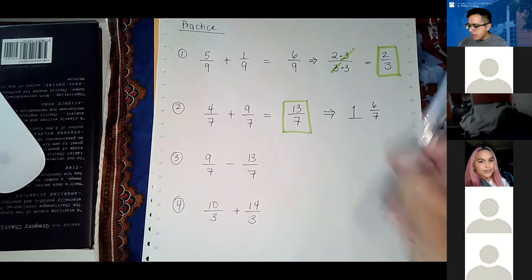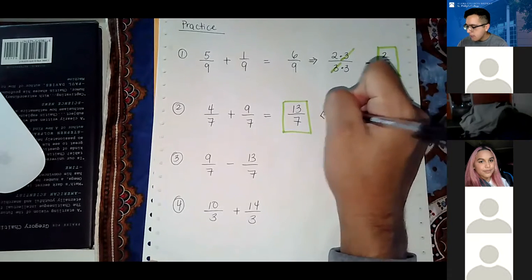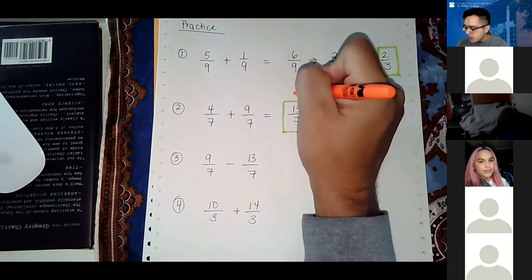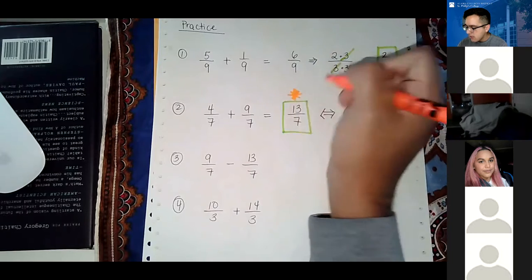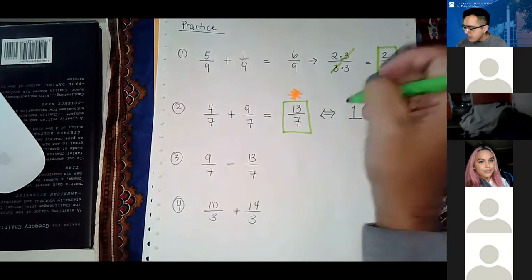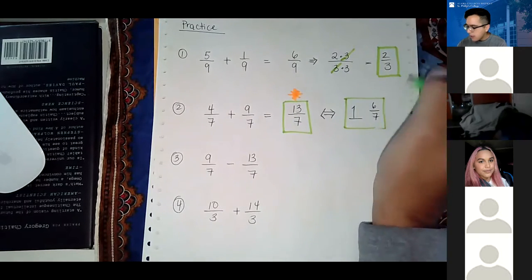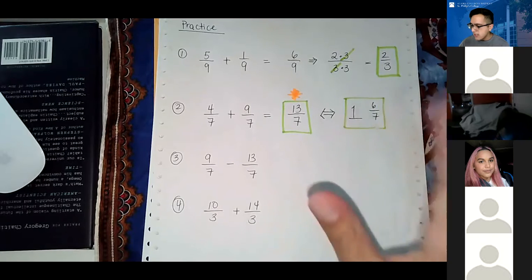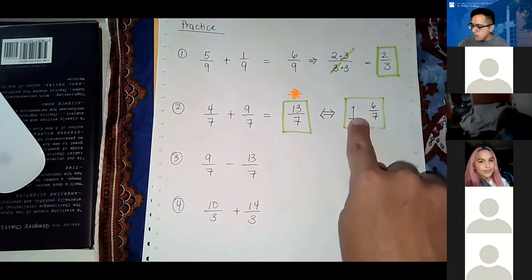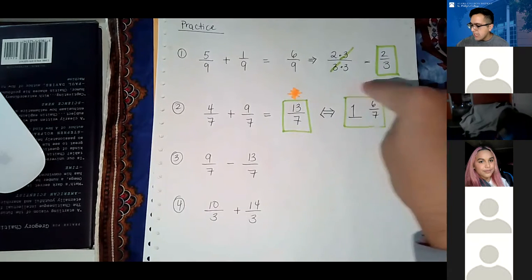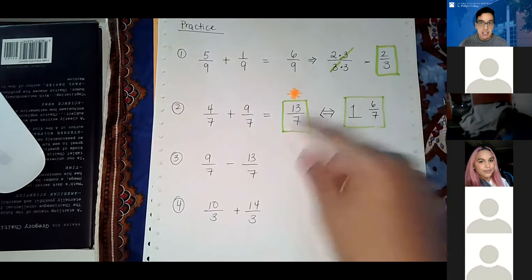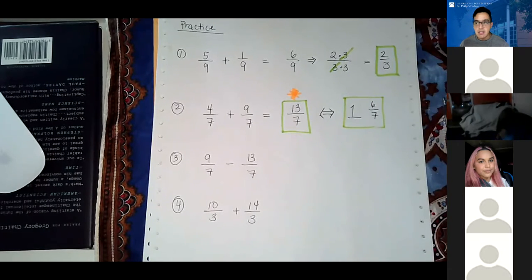Either of these would be fine. I would say I prefer the fully reduced improper fraction, though. That's what I would go with. But these are both acceptable. And we could double check that this is the correct mixed number form, because 7 times 1 would be 7. We add that to 6. That should get us our 13. So we would have 13/7. So these are both equivalent fractions.